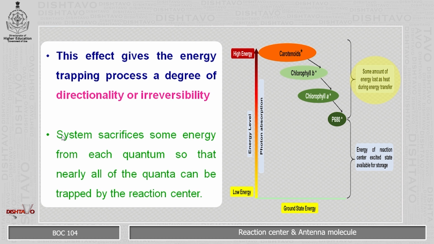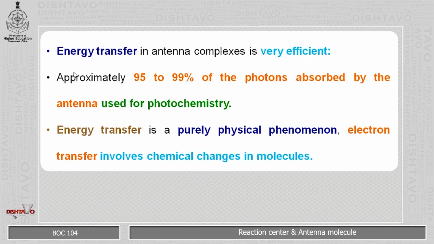Therefore the system sacrifices some energy from each quantum so that nearly all of the quanta can be trapped by the reaction center. This is what they do: they release the energy in the form of heat so that when it is coming in a downward direction, they do not go in a backward direction. Energy transfer in the antenna complex is very efficient. Approximately 95 to 99% of the photons absorbed by the antenna will be utilized for photochemistry, more specifically the light reaction of photosynthesis.